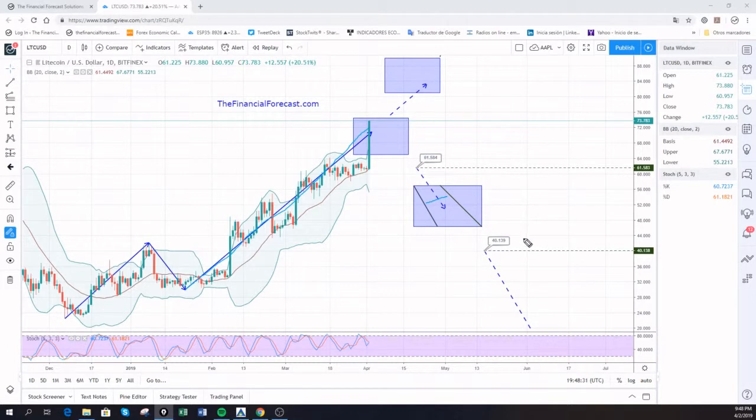If we break this level of 40.13, that means that this bull sequence of three waves, 1, 2, and 3 waves, is finished, and we're going to see Ltcoin creating new lows.